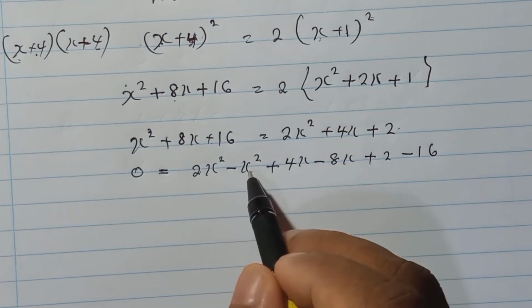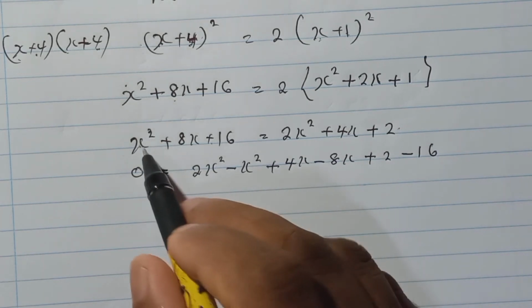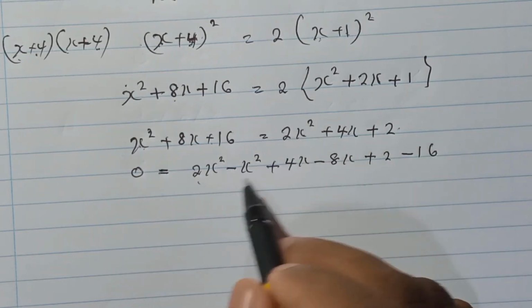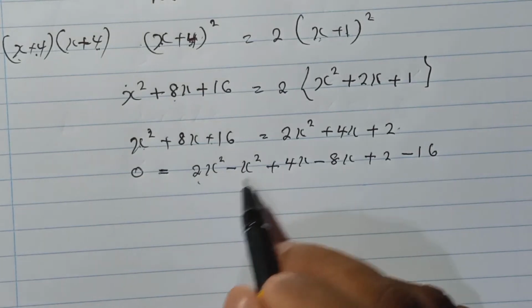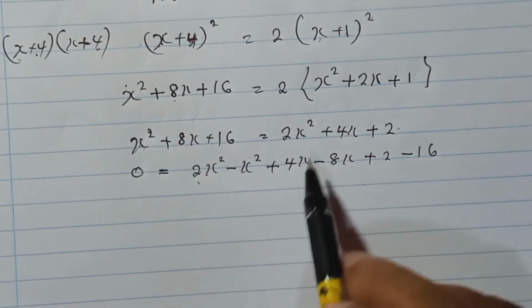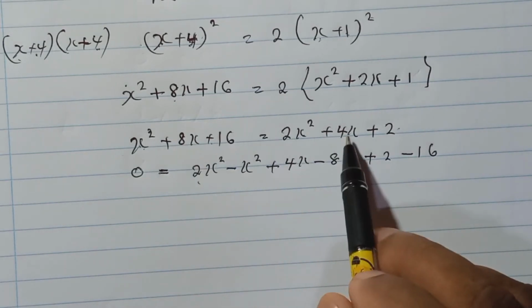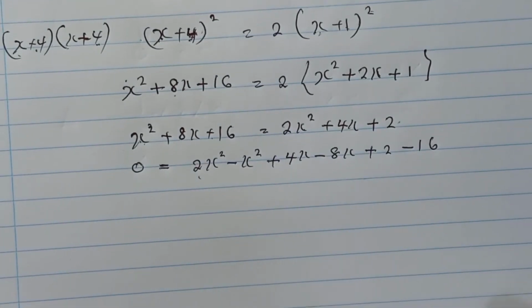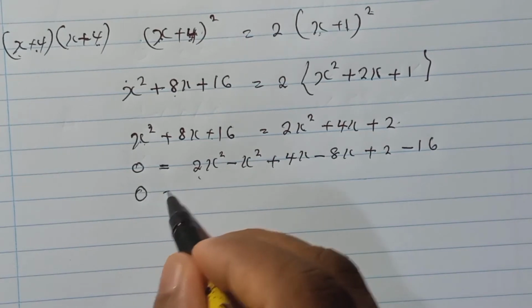I wrote like terms together. This is x square, here also x square, so I wrote those two close to each other. Then 8x and 4x are like terms, so that's why I put this 8x close to this one, like that. Okay, now what's the answer?